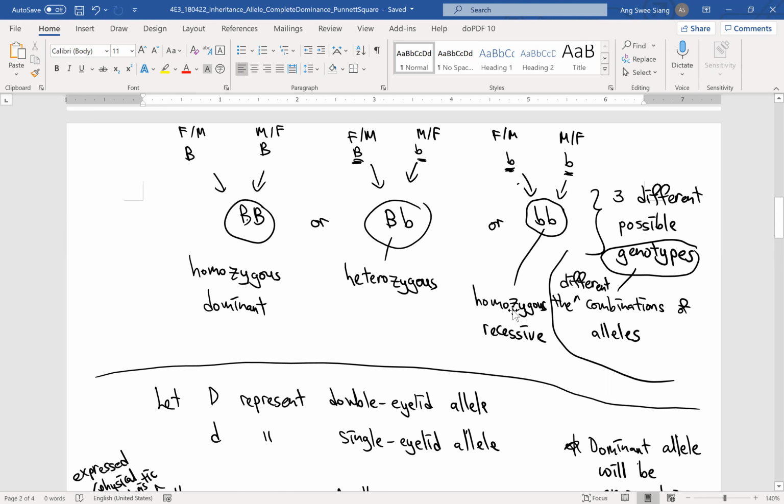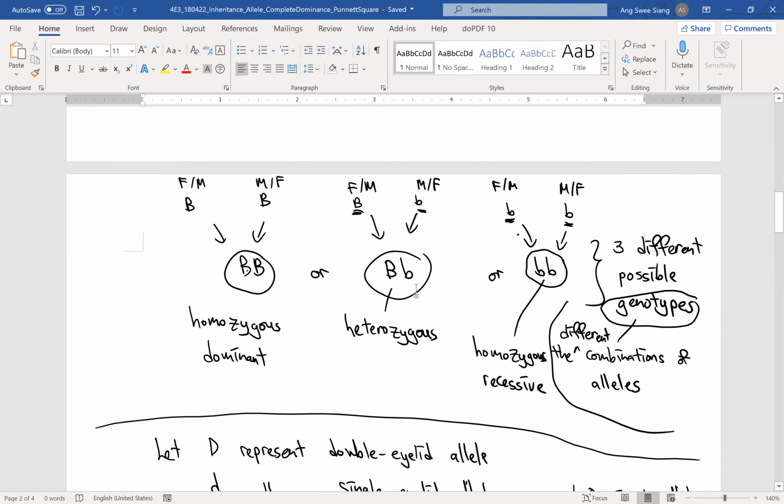What is homozygous? Homo means same. Hetero means different. Then dominant and recessive: what do I mean by dominant and recessive? When do I say an allele is dominant? When do I say an allele is recessive? Very simple. If you have a heterozygous genotype, the dominant allele will express itself. Express itself means that the dominant allele will show in your physical characteristic.